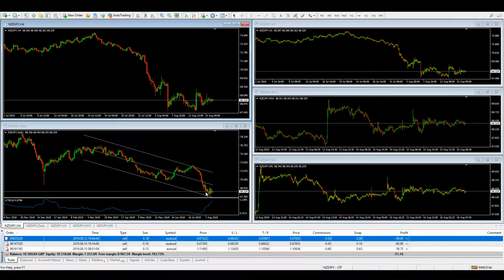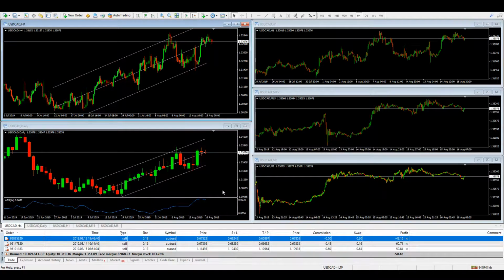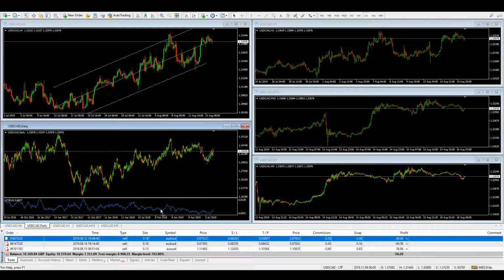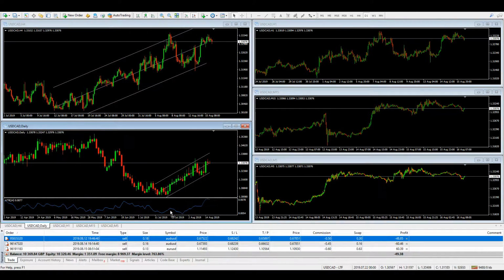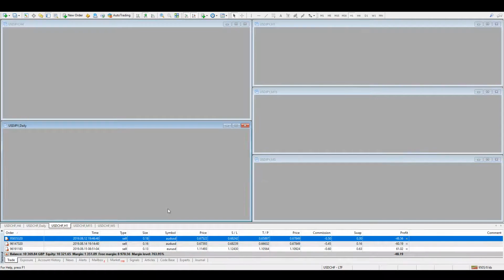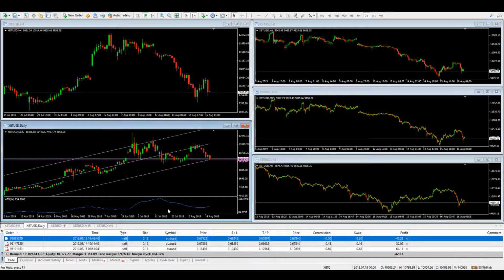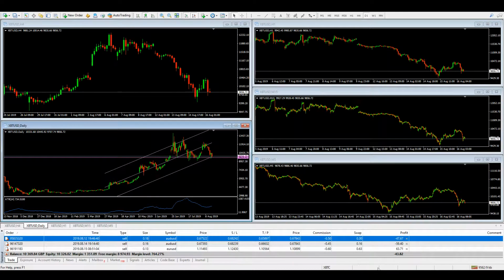So NZD JPY, no, wouldn't trade that. It looks like it's hitting resistance. That's another potential fade trade if you do that. No. Next. No. Okay. Bitcoin. No. Okay, that's it. That's it for today.